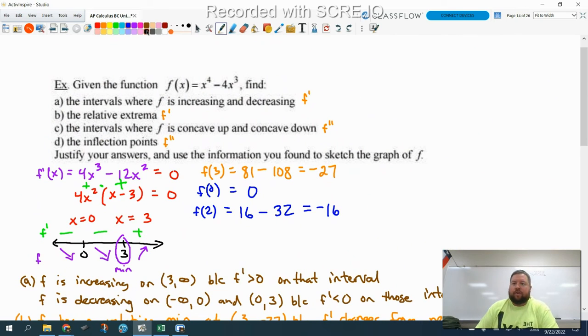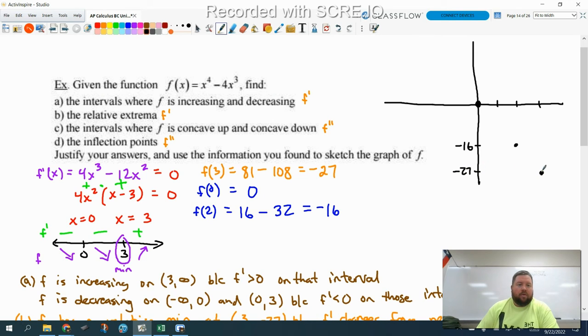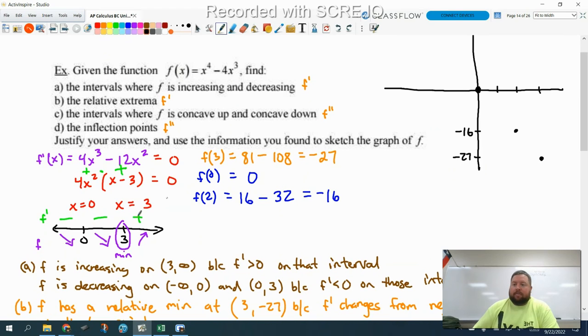So I have some room over here where I'm going to do that. I have 3 points that I found. I found 0, 0 is a point, 2, negative 16. So I'm just going to kind of mark negative 16 right there. And then 3, negative 27. So that's 16, 27, maybe right there. All right, so I know that I'm decreasing from 0 to 2.